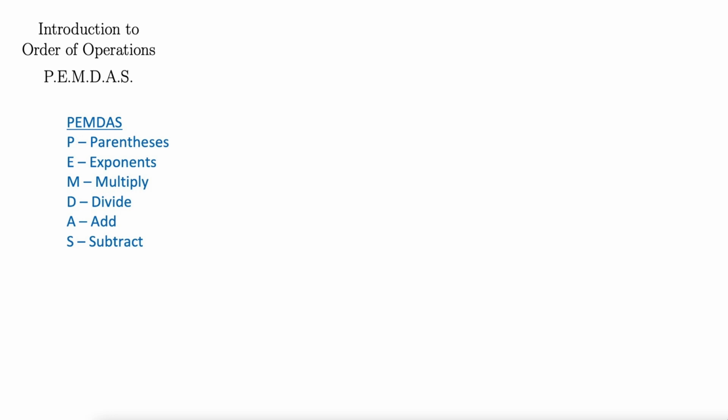The P stands for parentheses, and what this means is you start here at the top and work your way down. So the first thing you do is parentheses, and then last thing you do is subtract. Okay, so let's see. So first we do parentheses, and then E is for exponents, M is for multiply, D is for divide, A is for add, S is for subtract.